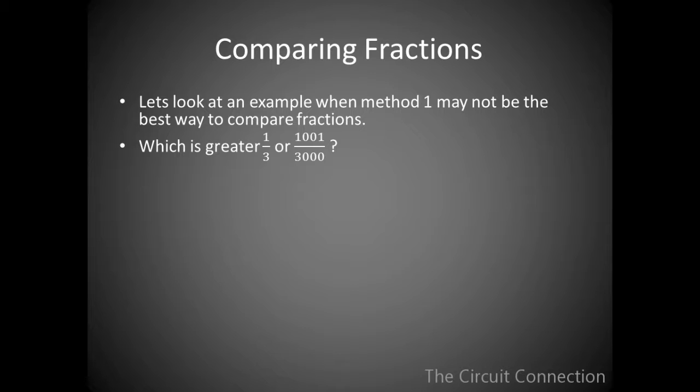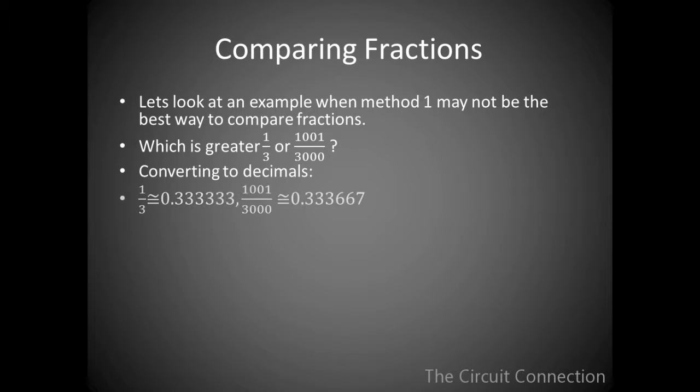Let's look at an example where method 1 may not be the best way to compare fractions. Which is greater, 1 over 3 or 1001 over 3000? Convert to decimals. 1 over 3 is approximately equal to 0.33333, going on forever. However, I've put it here to 6 decimal places. 1001 over 3000 is 0.333667 to 6 decimal places. Actually, this is repeating forever 6's after here, but I just rounded it off to 6 decimal places.